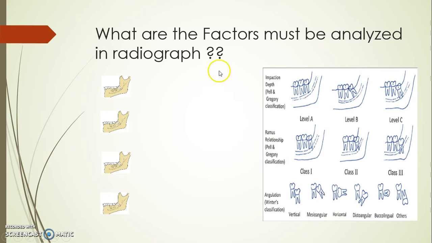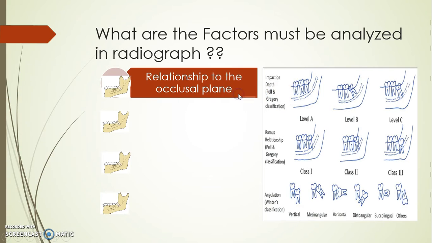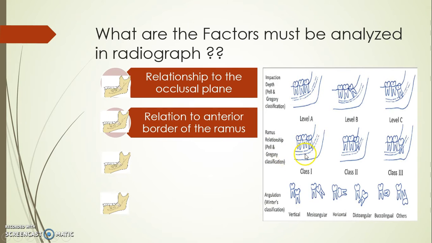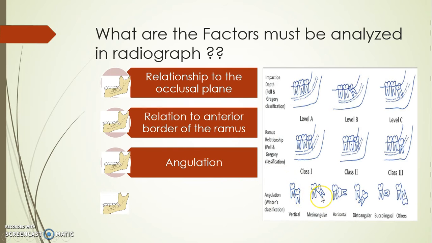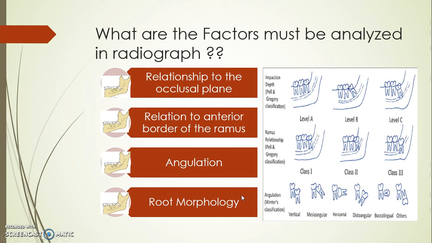Okay, so what are the factors that must be analyzed in radiographs? Now we took the radiograph, let's say we took an OPG. What points should I focus on when I examine the radiographs? First of all, we need to see the relation of the impacted tooth to the occlusal plane. Second, we need to assess the relation of the impacted tooth to the anterior border of the ramus, and angulation, which I'm going to take in detail, and finally, root morphology.